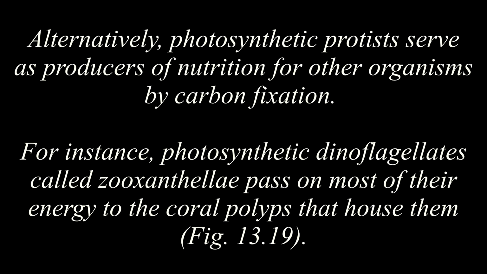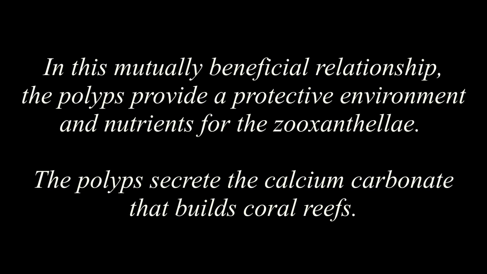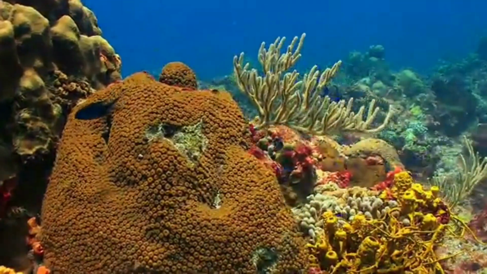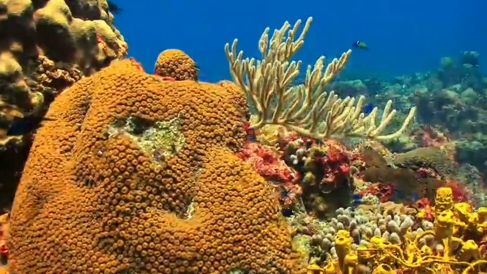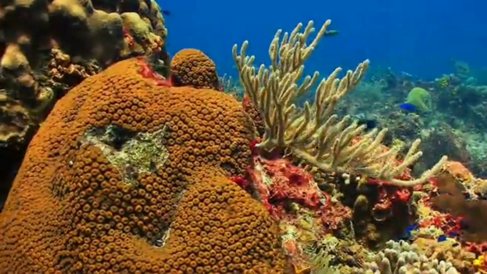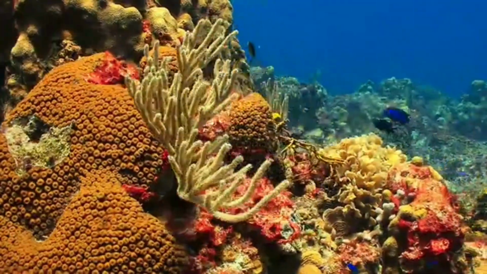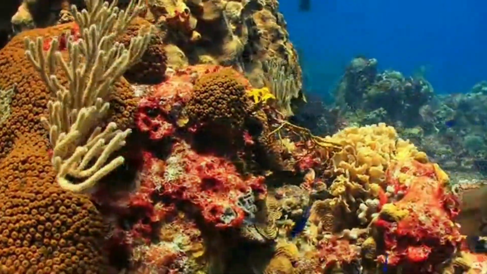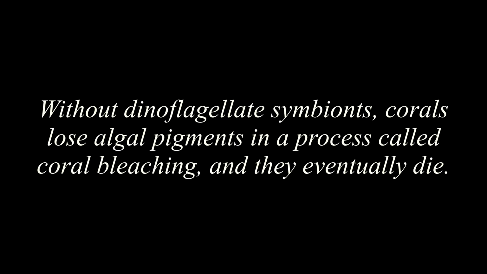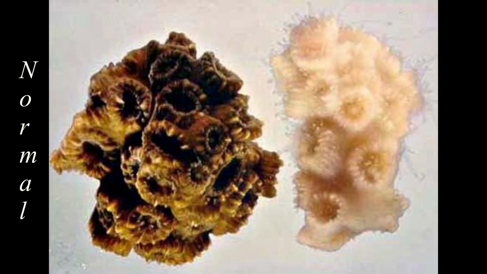For instance, photosynthetic dinoflagellates called zooxanthellae pass on most of their energy to the coral polyps that house them. In this mutually beneficial relationship, the polyps provide a protective environment and nutrients for the zooxanthellae. The polyps secrete the calcium carbonate that builds coral reefs. Without dinoflagellate symbionts, corals lose algae pigments in a process called coral bleaching, and they eventually die.